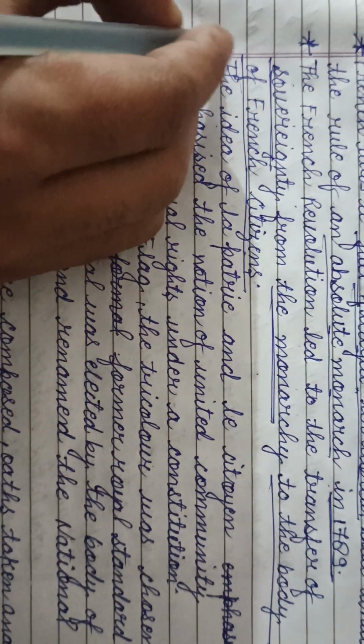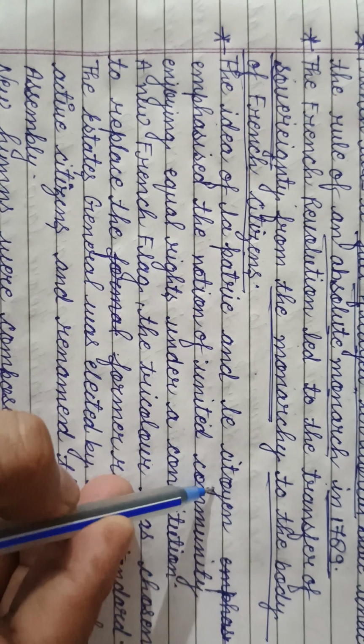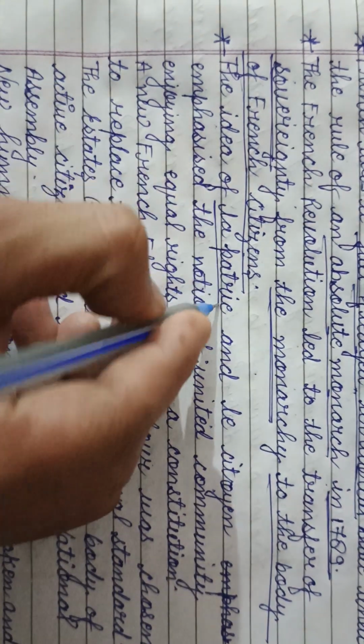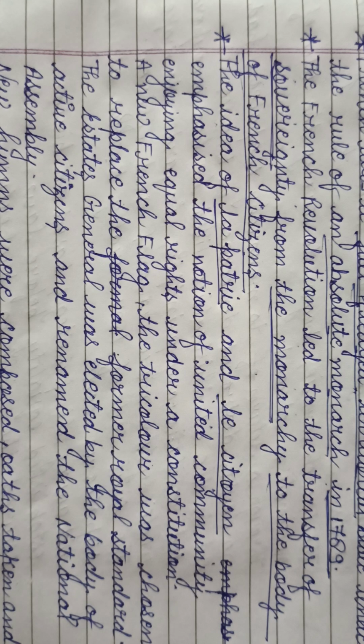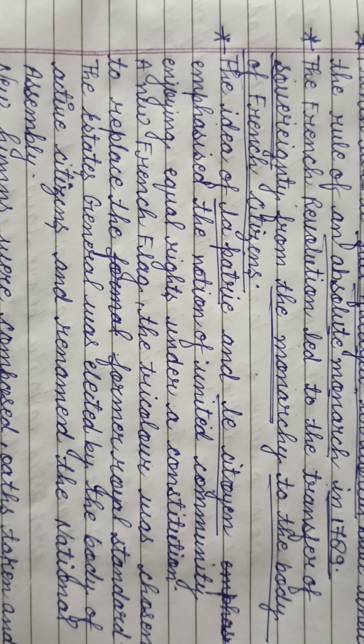The third point says the idea of la patrie and le citoyen. La patrie means fatherland, and le citoyen means citizen of the nation. This means in France there was a concept of la patrie and le citoyen.